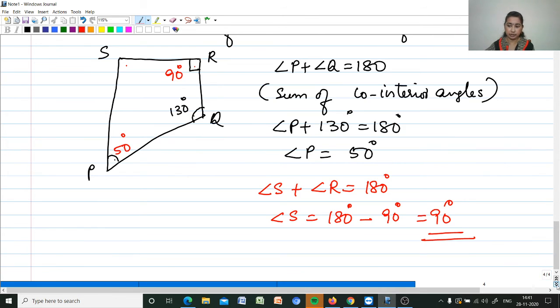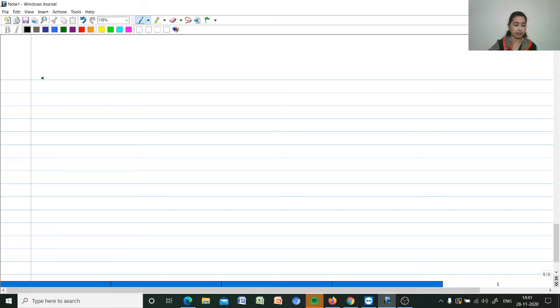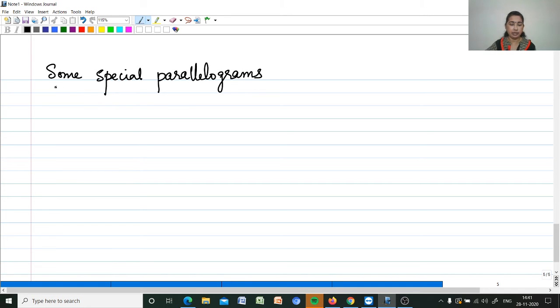Now we'll move on to the last topic of the chapter, that is some special parallelograms. Here we will discuss the remaining few of the different types of parallelograms. First one we have to discuss is a rhombus. We know that in a parallelogram opposite sides will be equal and parallel, and opposite angles will be equal. In a similar way we can find some other different types of parallelograms. Out of that, first one is a rhombus.